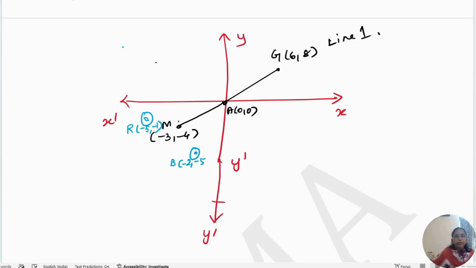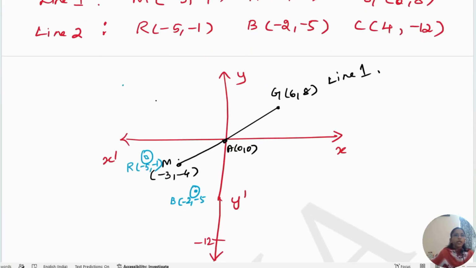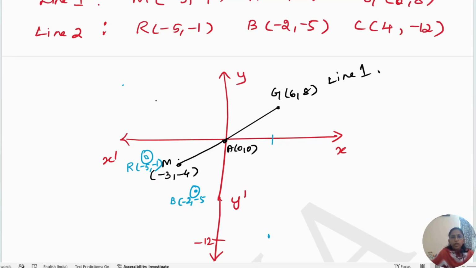So suppose this is my minus 12. Then I can mark my value 4 comma minus 12 this way. So roughly this is 4. So 4 comma minus 12. So this is our C point. So look at your data. Here they are not lying on the same straight line. So we cannot connect R, B, C on a straight line. If you exactly mark it in your graph sheet with the scale and try to connect these points, it will not get connected since they are not on the straight line.